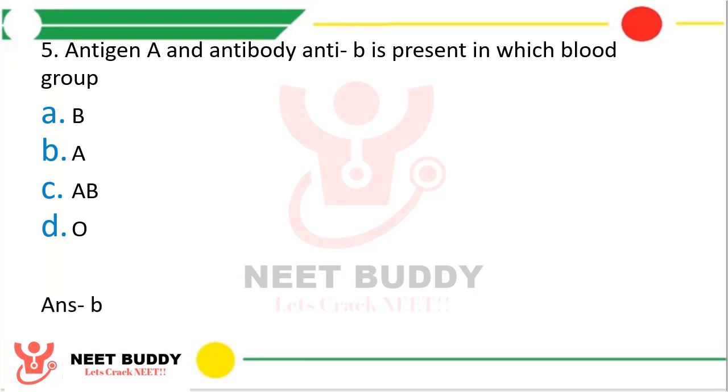In blood group B, antigen B is present and antibody anti-A is present. In blood group AB, both antigen A and B are present, however there is no antibody. And in blood group O, both antibodies anti-A and anti-B are present, however there is no antigen.